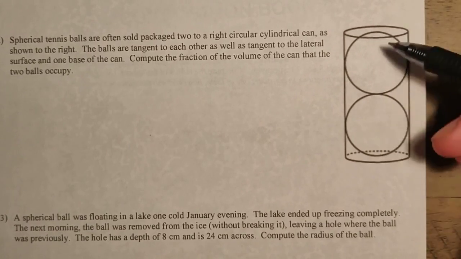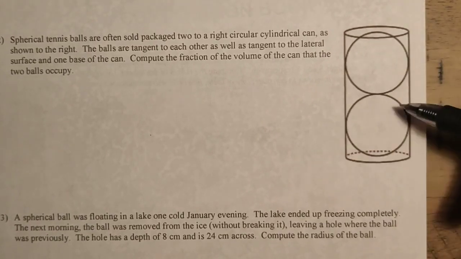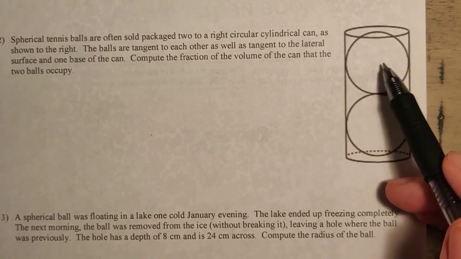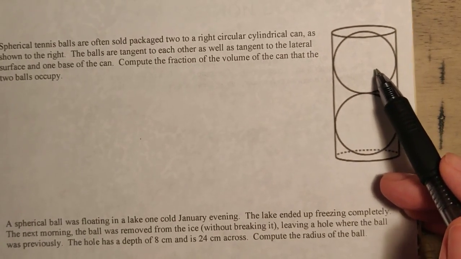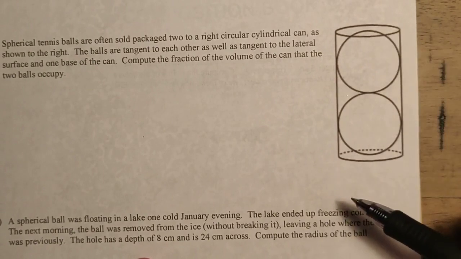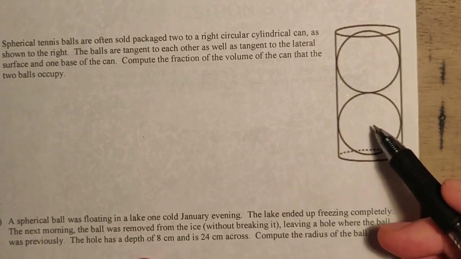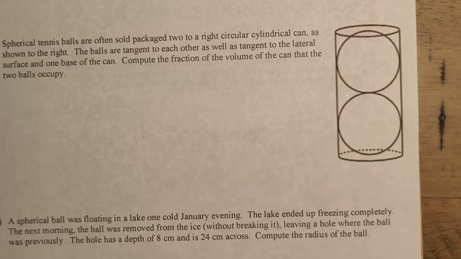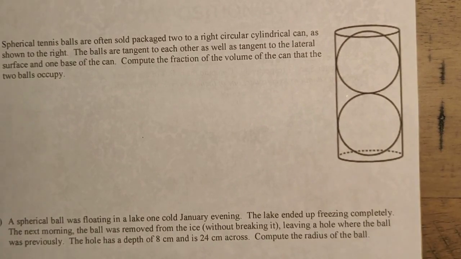The balls happen to be tangent to each other, as well as tangent to the lateral surface, and as well as one base of the can. So this top ball here is tangent to the surface of the can, as well as the upper lid, and this bottom one is tangent to the top one and the bottom surface. We want to determine the fraction of the volume of the can that the two balls occupy here.